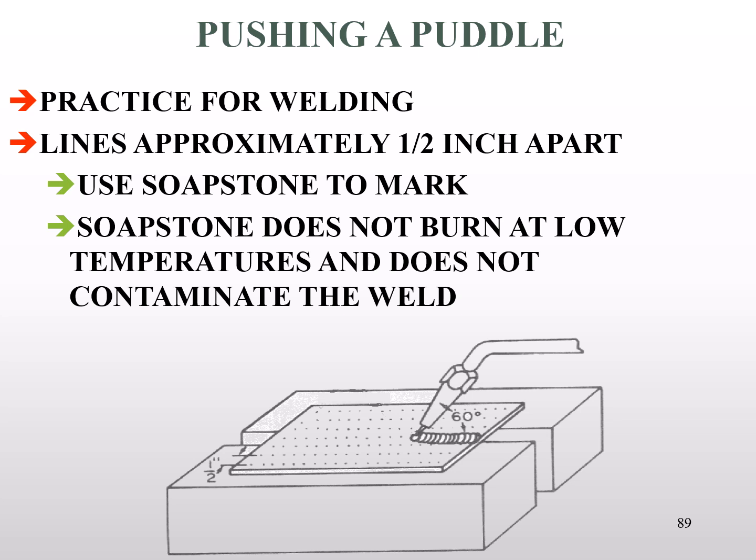So if I assign you this project, if we have time, what we're going to do is take some soapstone and draw some marks on material. You're going to set your torch, and we're going to try to create a puddle and push it along that line until you can control the puddle.